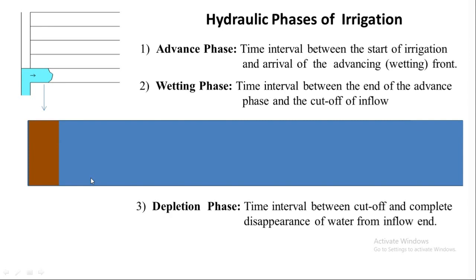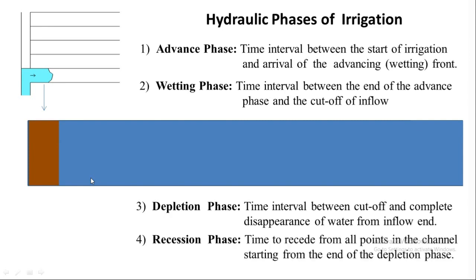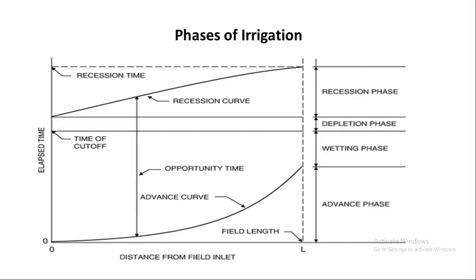And the final phase is the recession phase. It is the time to recede from all points in the border starting from the end of the depletion phase. So once water from all the points has disappeared, the recession phase ends.